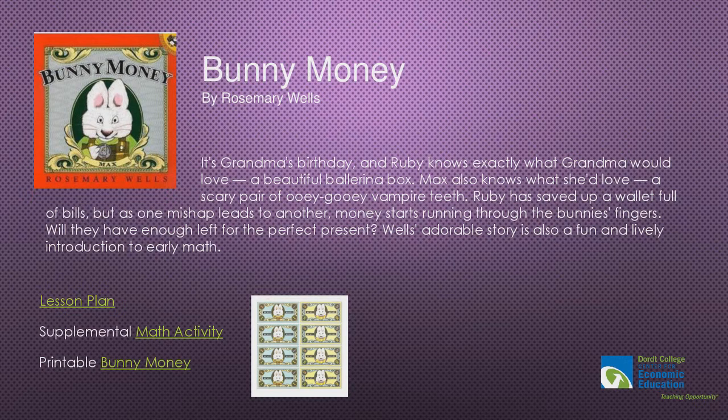For this one, Bunny Money, Grandma's birthday is coming up. Ruby and Max both think they know exactly what she needs, but their ideas are different, and somehow they have to come to a conclusion, a choice together. There's a scarcity here of resources, but the bears have to make a choice, and they're going to spend their money. It's an early introduction to math that might be fun for the students.